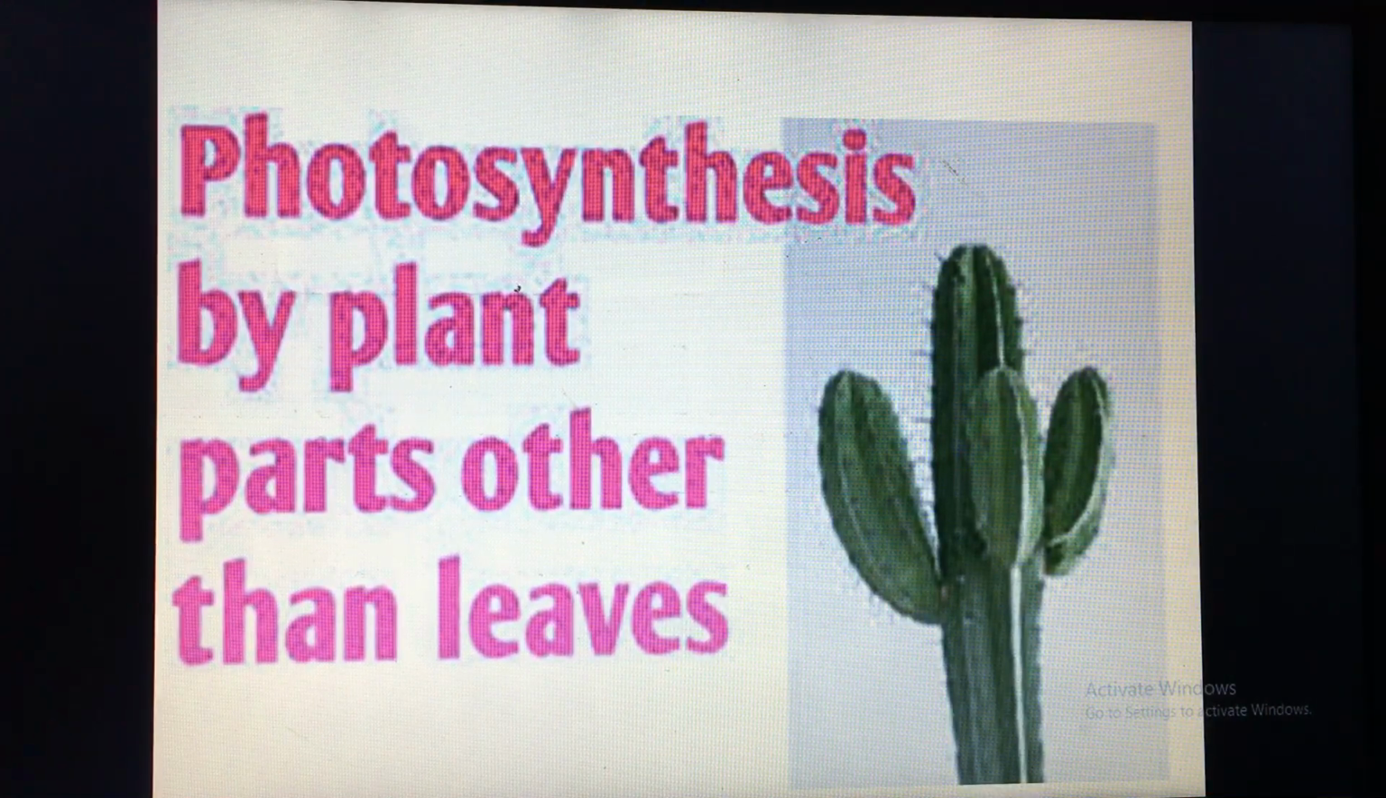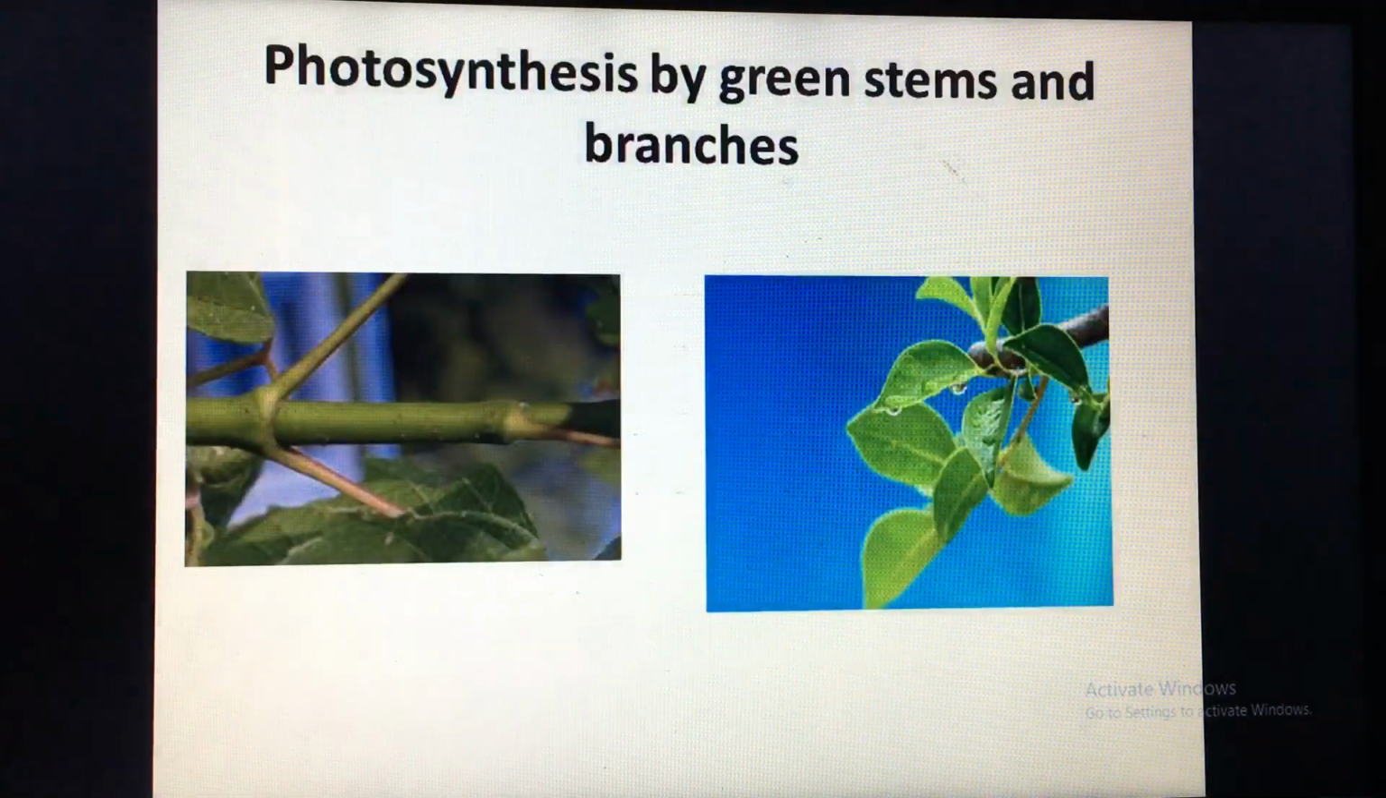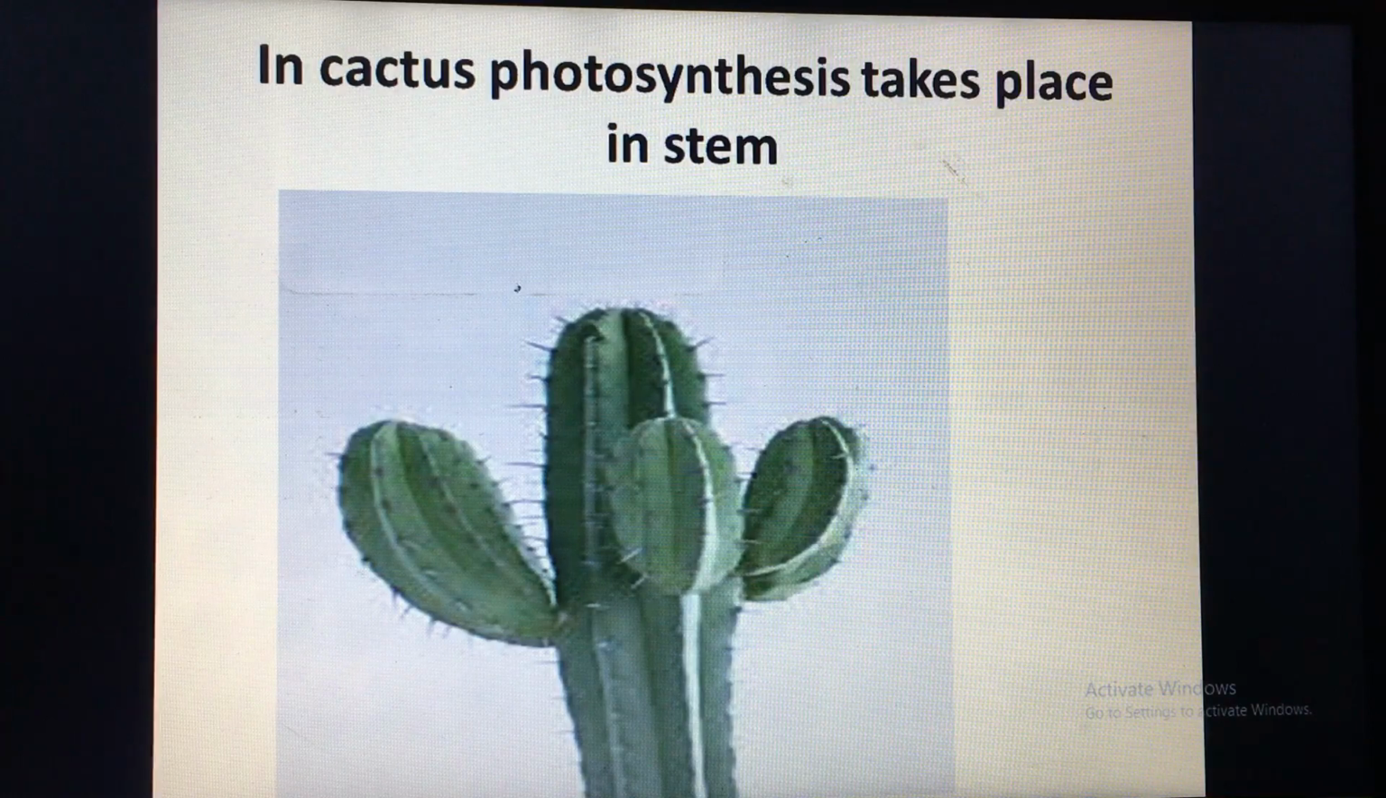Photosynthesis takes place mainly in the leaves of plants. In some plants, however, photosynthesis also takes place in other parts of the plant such as stems and green branches. The green stem and green branches can do photosynthesis because they contain chlorophyll. The stems and branches which are green in color can do photosynthesis. In cactus, photosynthesis takes place in the stem.